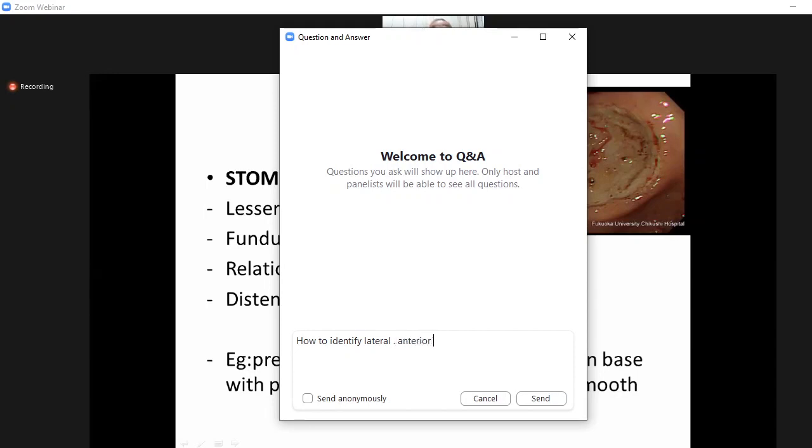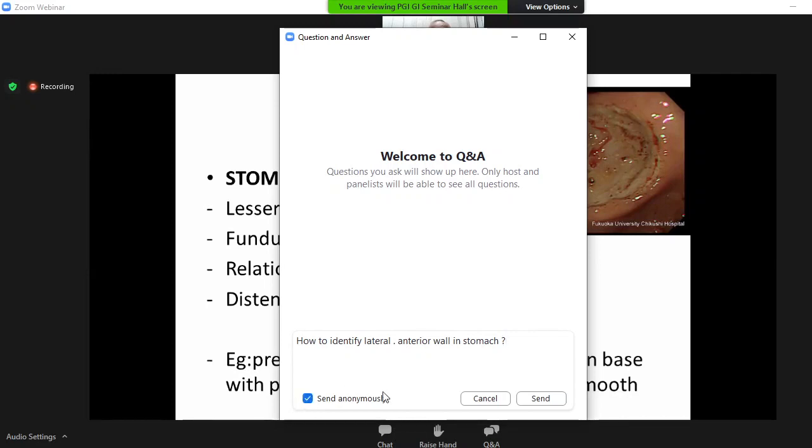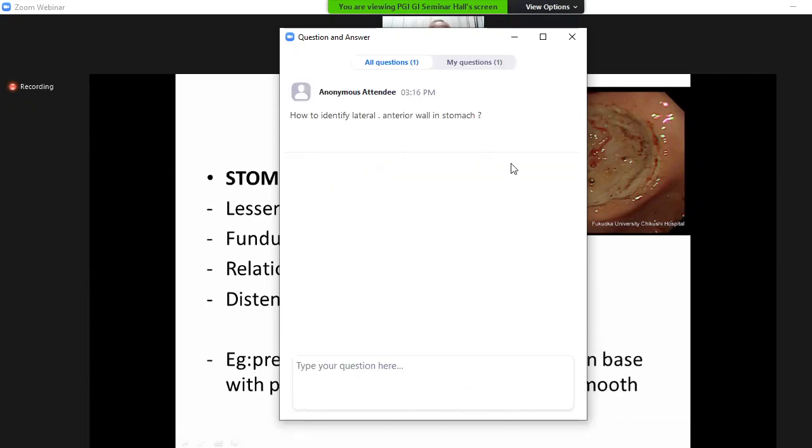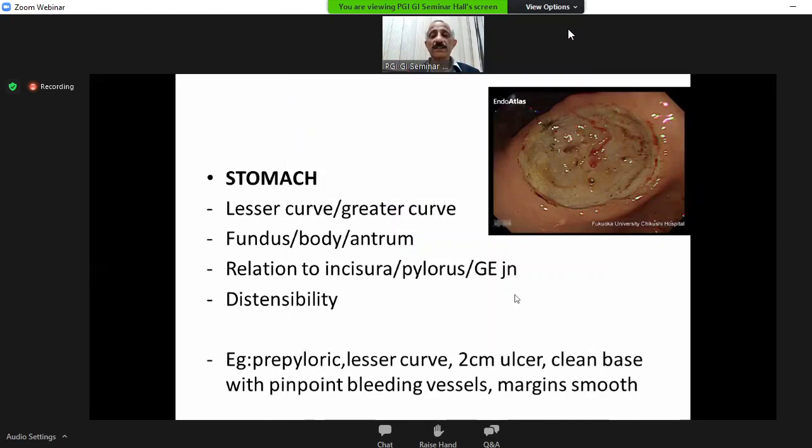Now, this is an example of an ulcer at incisura. So it will be reported as an ulcerated lesion at the prepyloric area along lesser curvature. You look at the diameter, 2 centimeters, ulcerated lesion with a clean base with pinpoint bleeding vessels, and the margins are smooth.